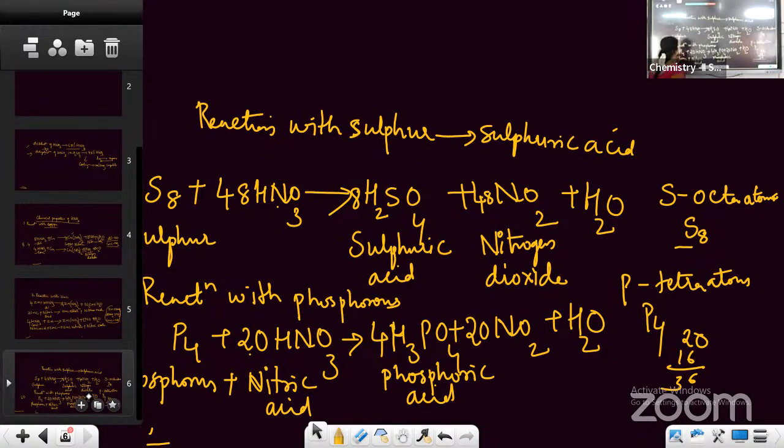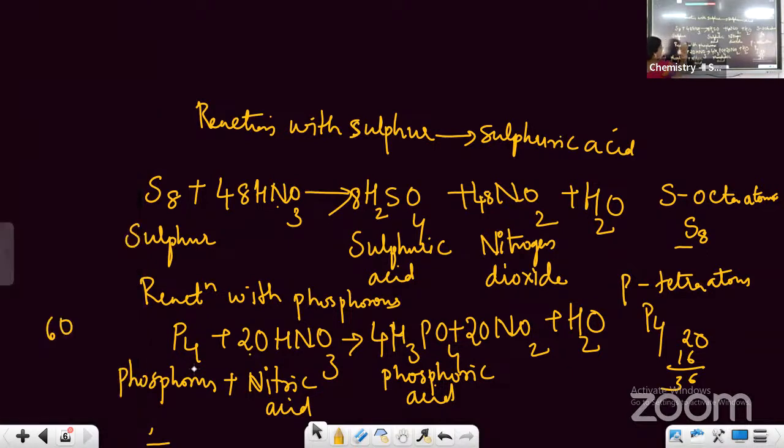Next, nitric acid reacting with sulfur to give sulfuric acid, nitrogen dioxide and water. And phosphorus reacts with nitric acid. As I told you, sulfur is atomic, meaning one sulfur molecule contains 8 atoms. The next is phosphorus. Phosphorus is tetraatomic, therefore we are writing P4. So phosphorus reacts with nitric acid to give phosphoric acid. Please note here these two products are same for both the reactions.